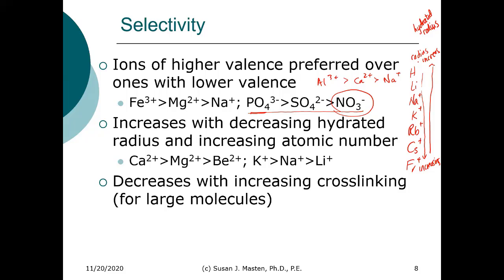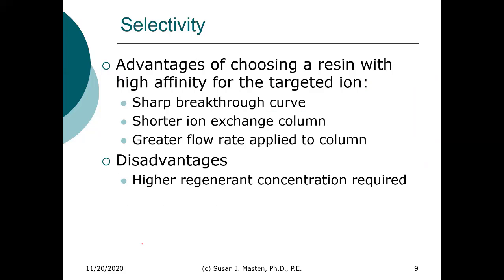And the other thing is that selectivity tends to decrease with increasing cross-linking. So if you're simply looking at two resins, especially with larger molecules, the selectivity is going to be less on a resin with a high degree of cross-linking. So it's important to understand this so you can get a sense of which resins are most appropriate. Selectivity plays a significant role in the operation of the resin.